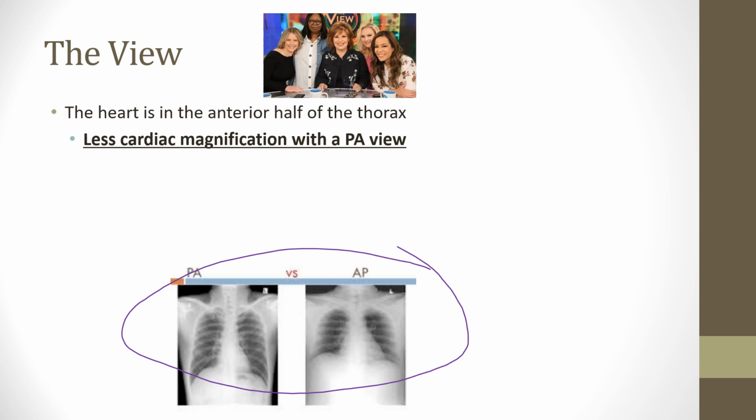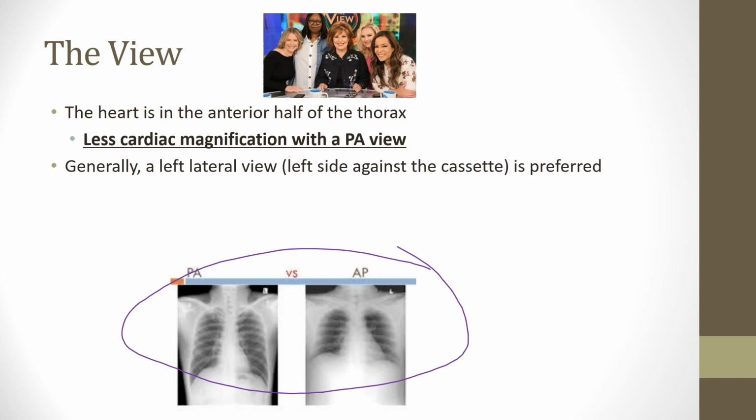Does it mean it's useless to get an AP? By no means, right? But if we want just the clearest, perfect picture possible, that PA is going to be perfect. Generally, a left lateral view, that's where they're going to have the patient put their left side of their rib cage against the cassette. That means it's going to go through the right side. It's a good way to do the lateral picture.